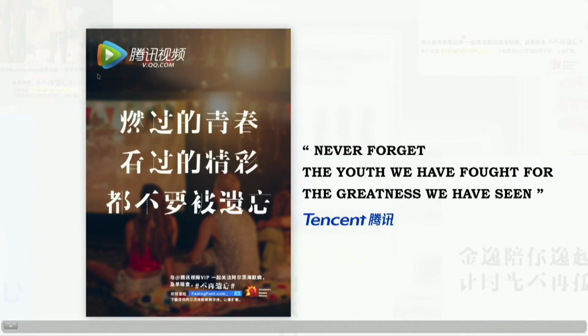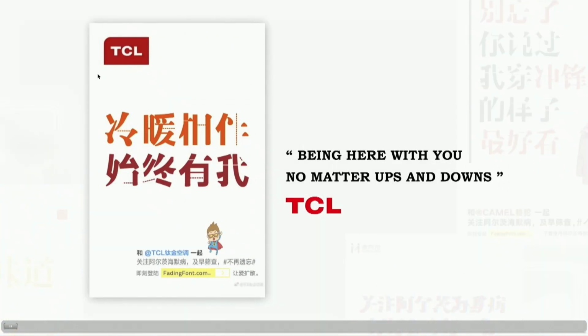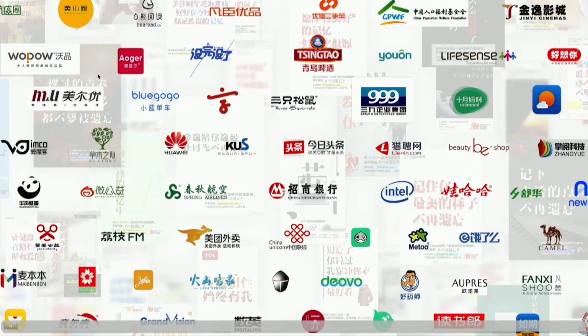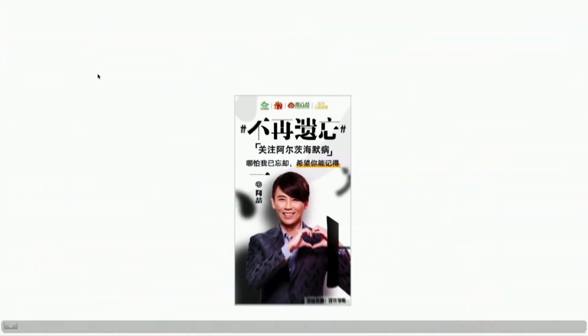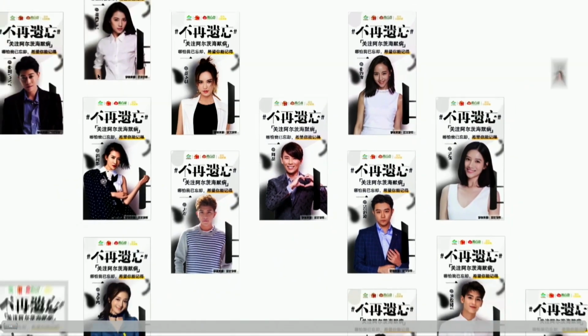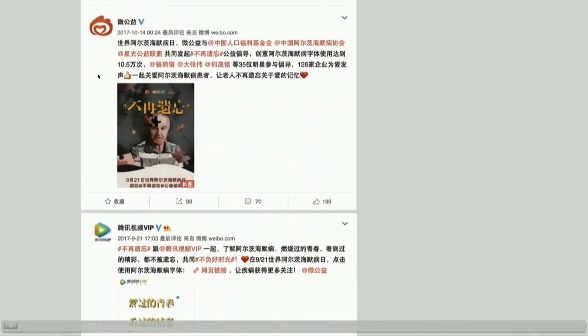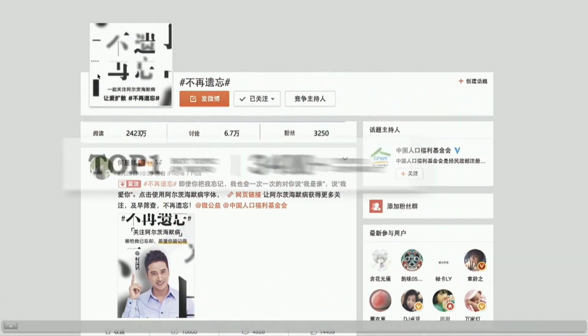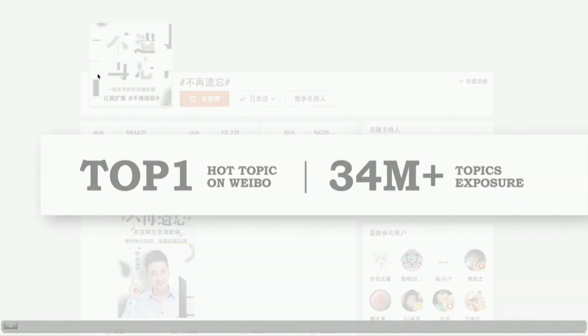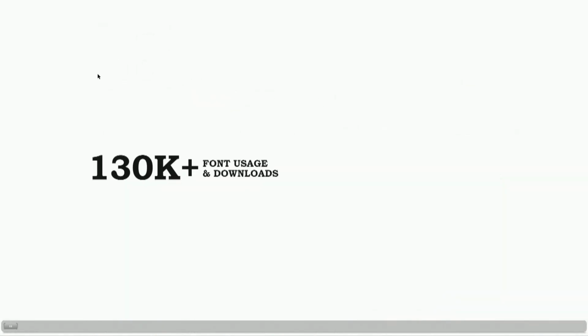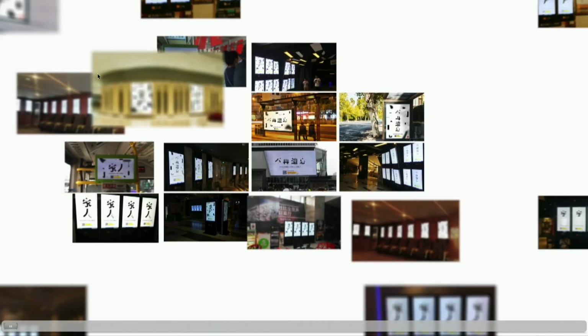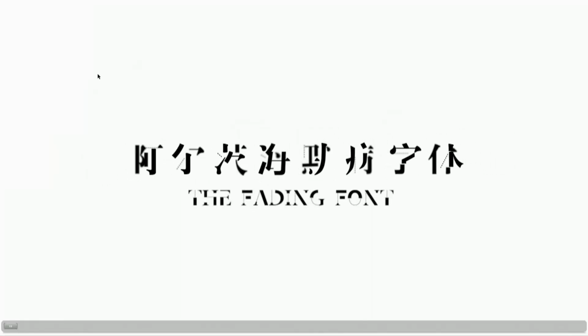Different brands across China used our font on their own advertising and social posts. Inspired a total of 138 brands to help us spread the message. Even some of China's biggest celebrities used the font to get involved. #1 trending topic for 5 consecutive days on Weibo with over 34 million page views. Fonts downloaded over 130,000 times, reached over 2 billion people. An idea that you'll never forget. The fading font.